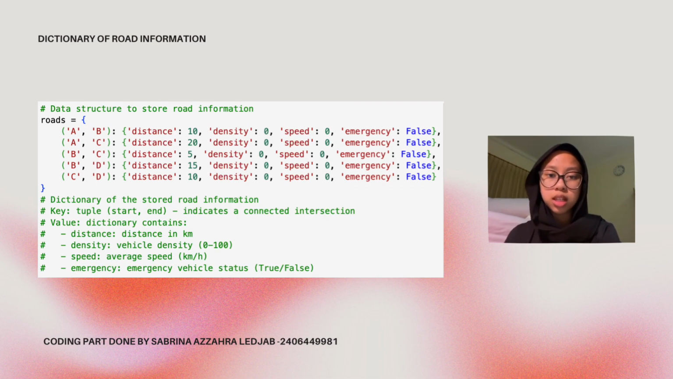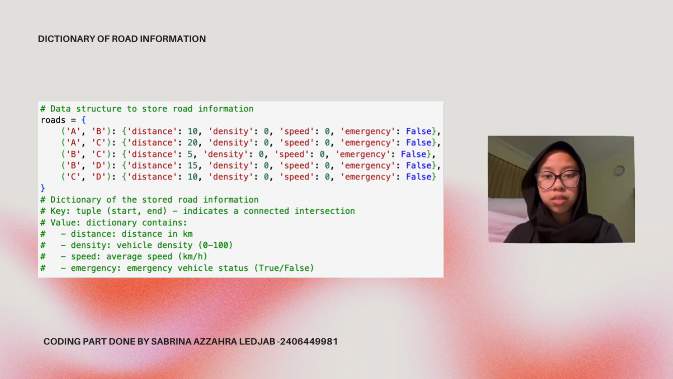There are several key functions in the system. The first one is get road data, which retrieves data for a specific road segment. The second one is input road data, for the user to enter the traffic data for each road. The third one is estimate time, which calculates how long it will take to travel a road based on the speed, traffic, and other factors. The fourth one is green light duration, which suggests how long traffic lights should stay green based on the current conditions. And the last one is find fastest path, which searches all possible routes and finds the fastest one.